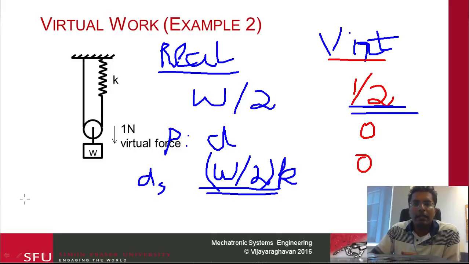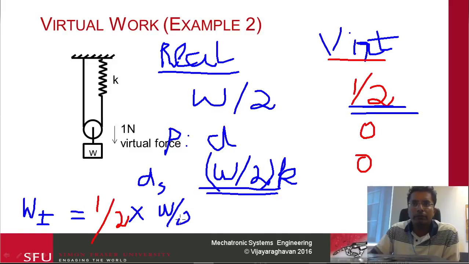So we'll basically say Wi, for internal, is going to be my virtual force. It's going to be half, in red because it's a virtual force, and then times this real displacement. So basically W over 2, and then that divided by K. Sorry, this should be divided over here, and that divided by K.